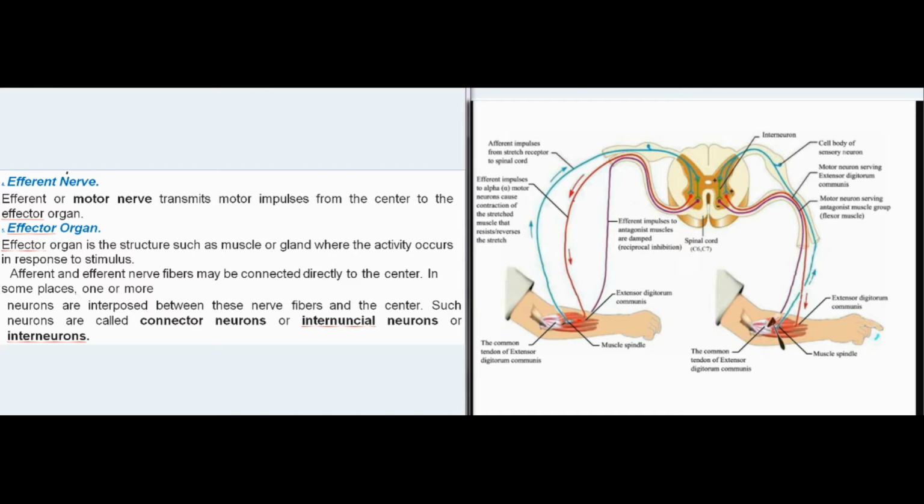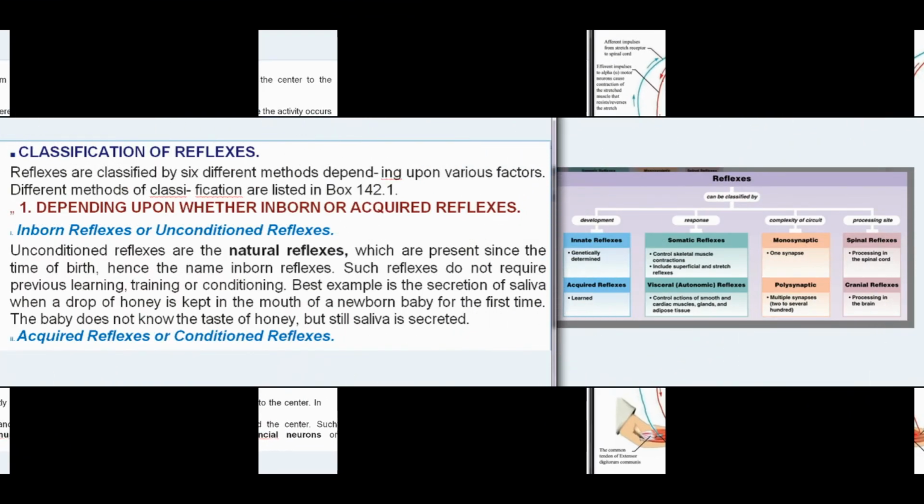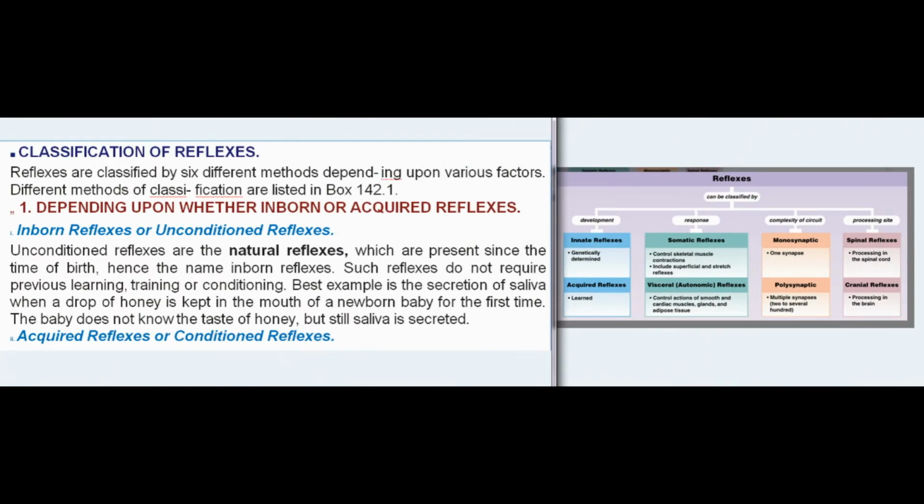Afferent and efferent nerve fibers may be connected directly to the center. In some places, one or more neurons are interposed between these nerve fibers and the center. Such neurons are called connector neurons or internuncial neurons or interneurons. Classification of reflexes. Reflexes are classified by 6 different methods depending upon various factors. Different methods of classification are listed in box 142.1.